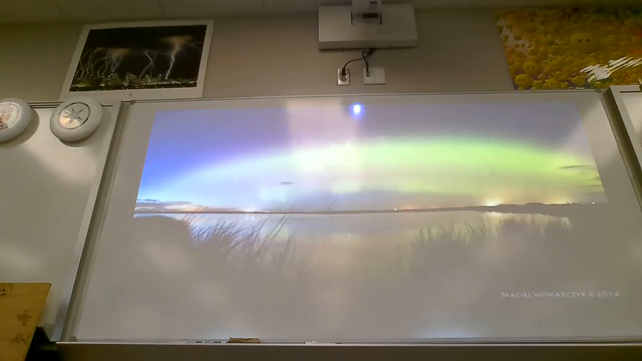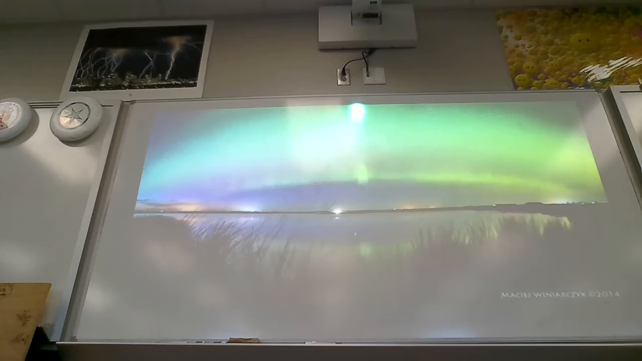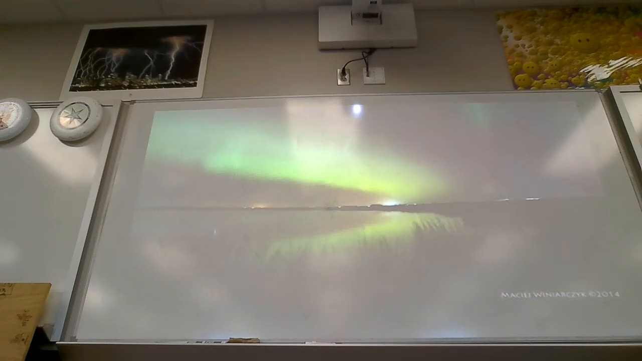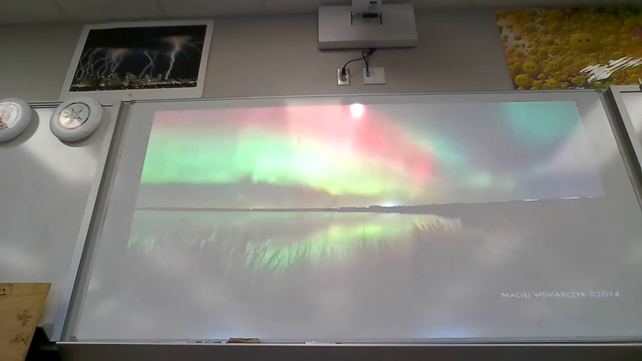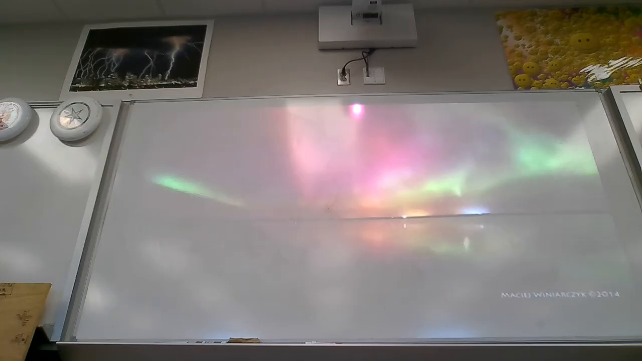Okay, this is a little bit fast forward. You can see cars traveling, but it's not crazy fast forward. So the different colors correspond to different gases. Nitrogen emits green, oxygen emits the red or the pink color. At least I saw a lot of pink a couple months ago.